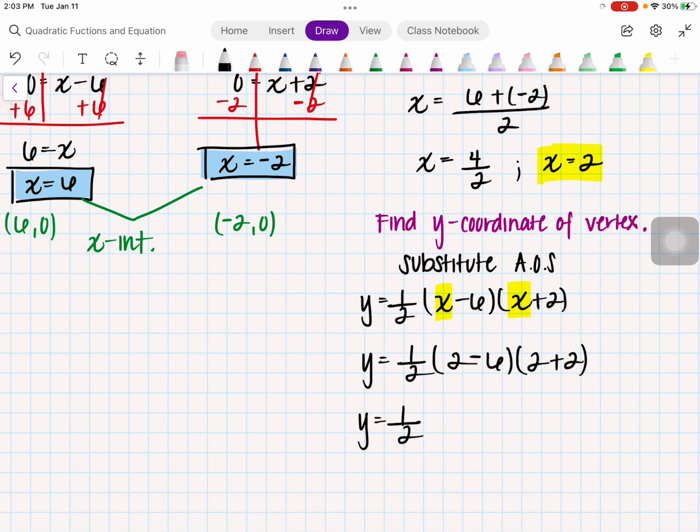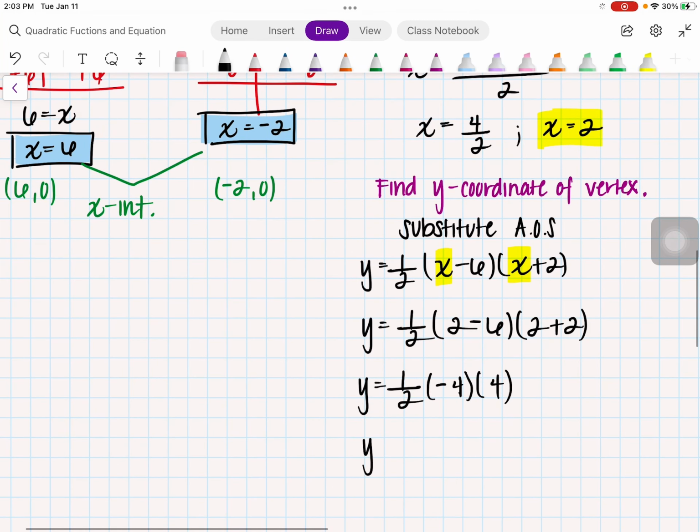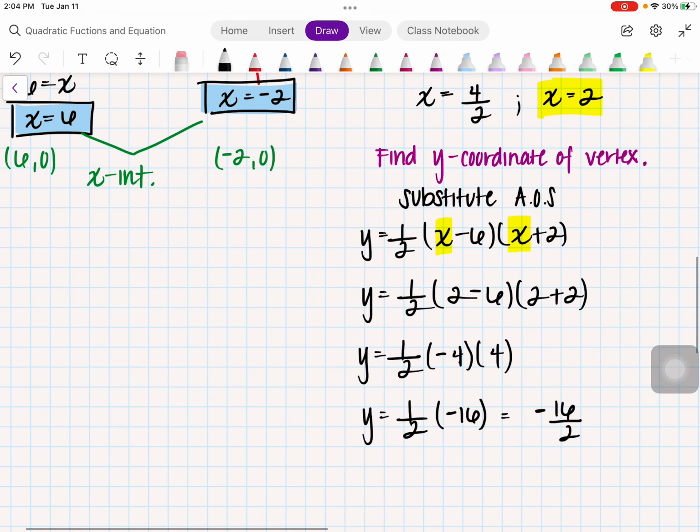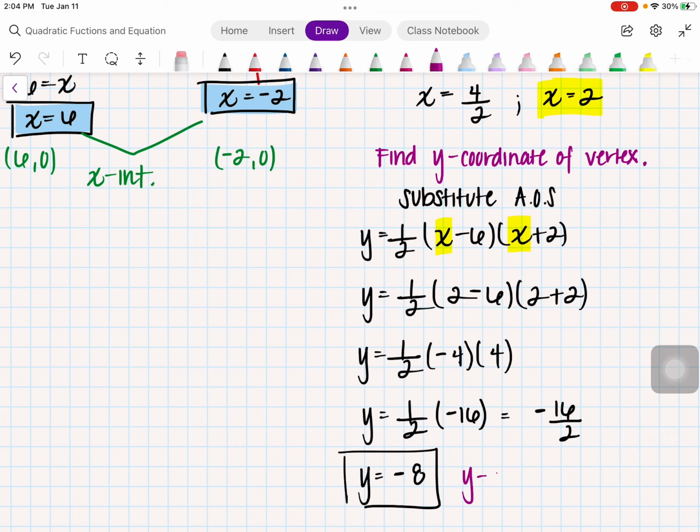All right, so this is y equals 1/2. 2 minus 6 is a negative 4. And then 2 plus 2 is 4. All right, so then I'll go ahead and multiply the parentheses. Negative 4 times 4 is negative 16. And negative 16 times 1/2 gives us negative 16 over 2, which in this case gives us y equal to negative 8. So that there is the y coordinate.